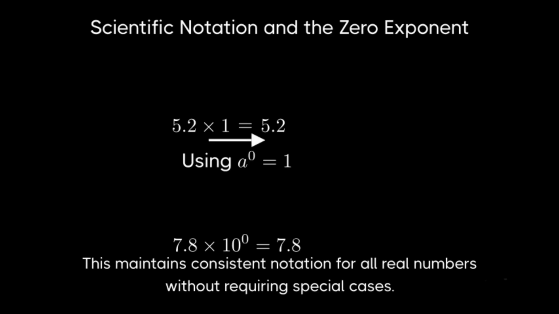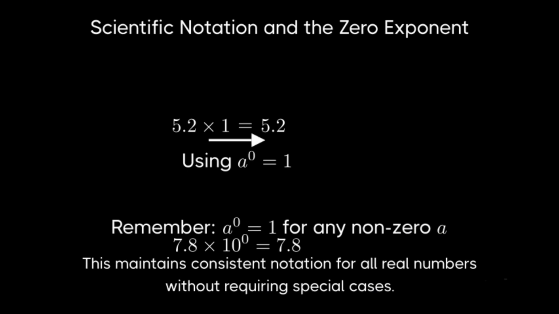The zero exponent rule allows scientific notation to work as a unified system. Without it, we'd need a special case for numbers between 1 and 10, breaking the elegant pattern we see across the number line. The key takeaway is that any non-zero number raised to the power of 0 equals 1. This seemingly simple rule is what allows our number system to maintain consistency and elegance, particularly when working with scientific notation. Let's examine why a raised to the power of 0 equals 1. A rule that might seem arbitrary at first, but is actually a mathematical necessity.